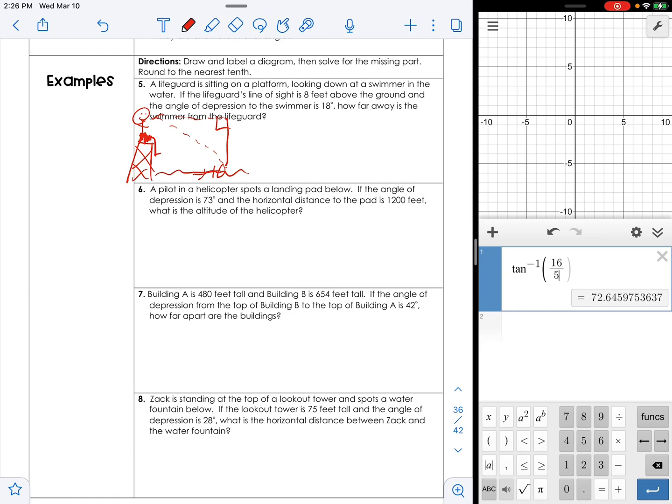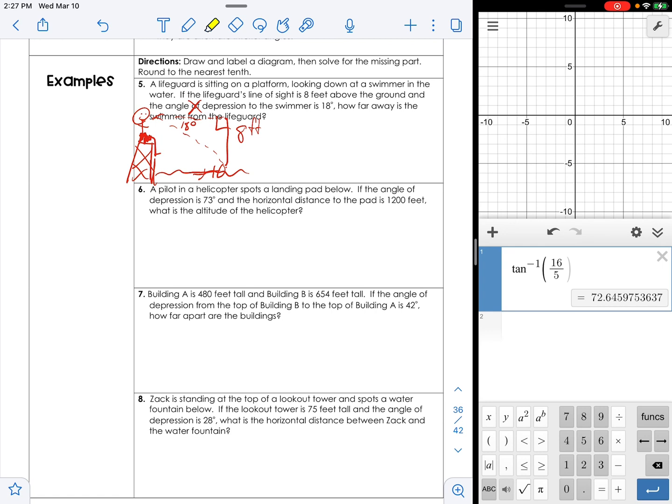If the lifeguard's line of sight is 8 feet above the ground, so if we are 8 feet high, and the angle of depression of the swimmer is 18 degrees, how far away is the swimmer from the lifeguard? So we want this one. We don't want directly to him.